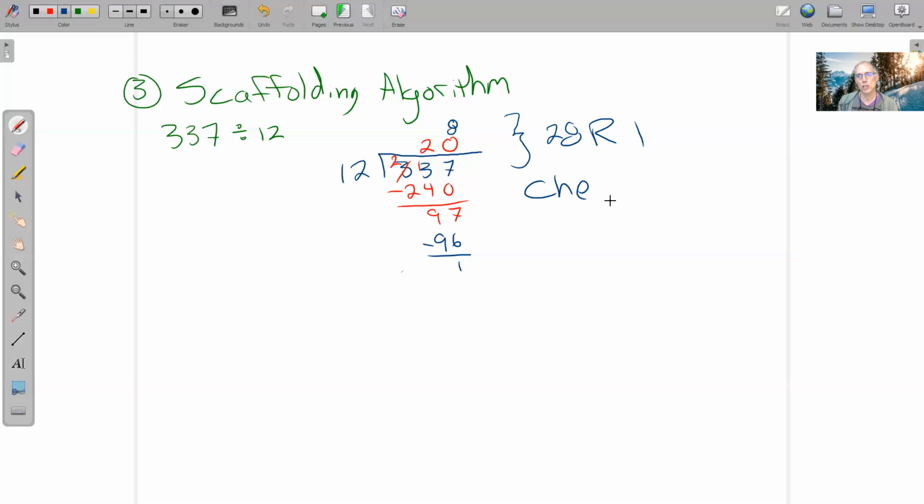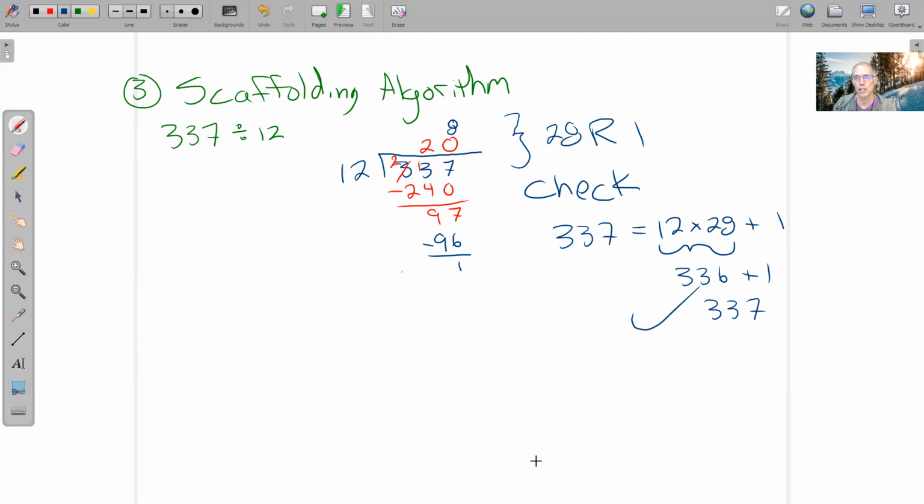And to check that, we can always come back to our division algorithm. Right? That means 337 must be equal to 12 times 28 plus 1. And then we should carry this out either on paper or on a calculator. Right? So we would multiply out that right there. And we should eventually find some way that it's 336. Adding 1 to that gives me 337. And it matches what I have on the other side. So I get a check there. This is one version of the answer up there. So that's called the scaffolding algorithm.